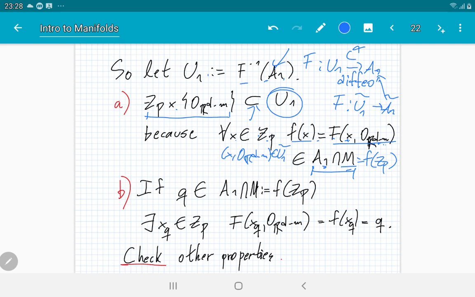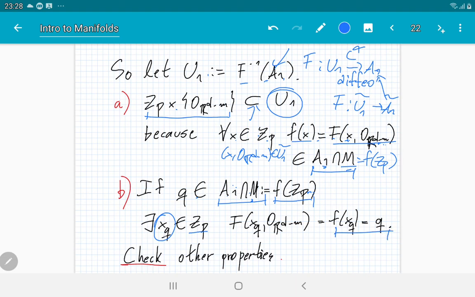But remember, I'm still missing the inverse condition. I have to take a point in the manifold and show that its preimage has this form. Now, how do I do that? If q is in A1 intersection M, I have to show that it has a preimage of the form (xq, 0), with zeros. But q, if it's in here, well, by definition, this is f of Zp. F of Zp is the image of Zp by little f. So I know that if you're in the image of Zp by little f, then there exists an xq in Zp such that it's a preimage of q.